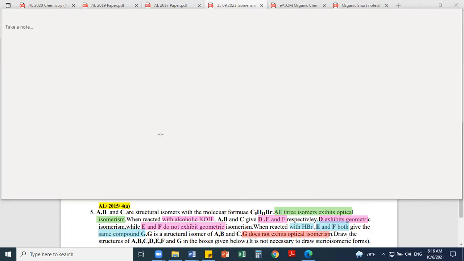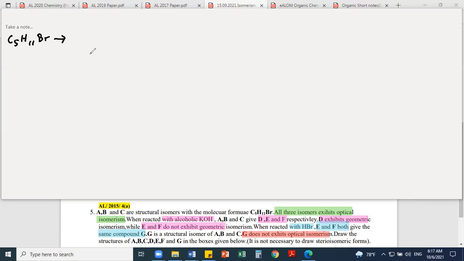So you are given boxes here. You have to draw the correct structure. It is not necessary to draw the stereoisomeric form. Right. Let's see how to do it now. Okay. So first you have to take C5H11Br. Right. So how to draw the three structures for this?